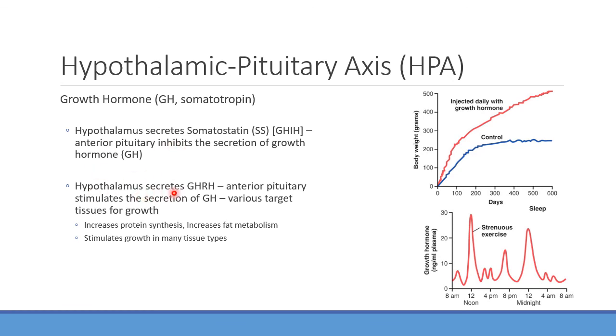So again, the hypothalamus secretes growth hormone releasing hormone, that's GHRH, and that's going to be affecting the anterior pituitary to secrete growth hormone. And this is a very non-specific sort of hormone. It's going to affect all sorts of things. So it can affect fat metabolism, protein synthesis, effects on the bones, like effects on height and all these different things. So very, very wide ranging.